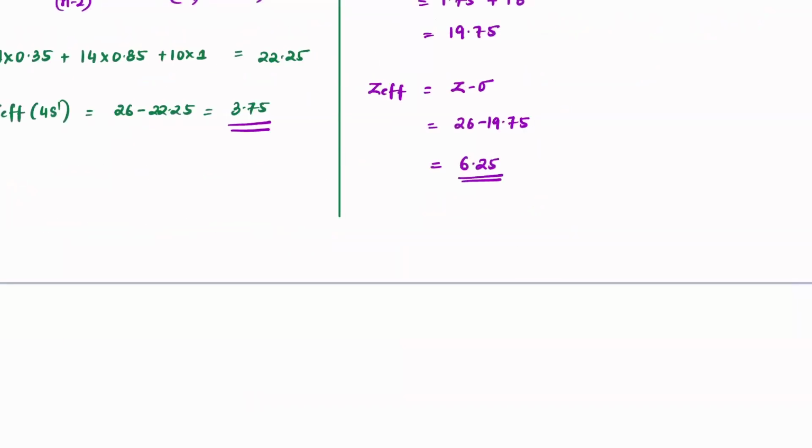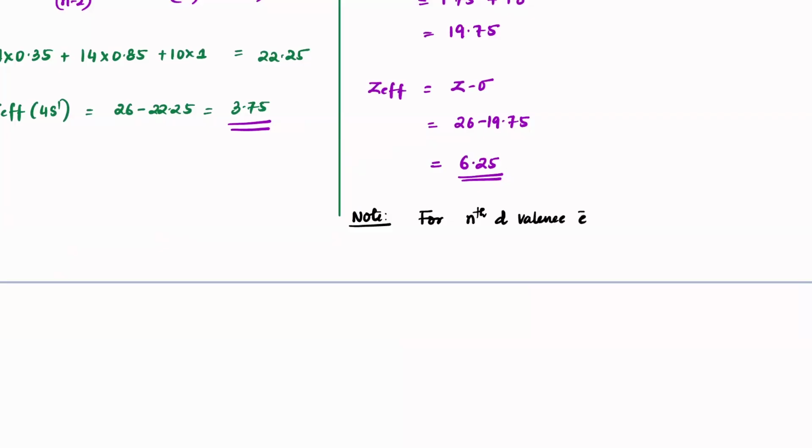Okay, here there are two important notes to be made. One is that for the nth d valence electron, n minus 1 s, p, d and below, n minus 1 and below, contribute a sigma value of 1 unit. Correct? So all of them will contribute 1 unit here.